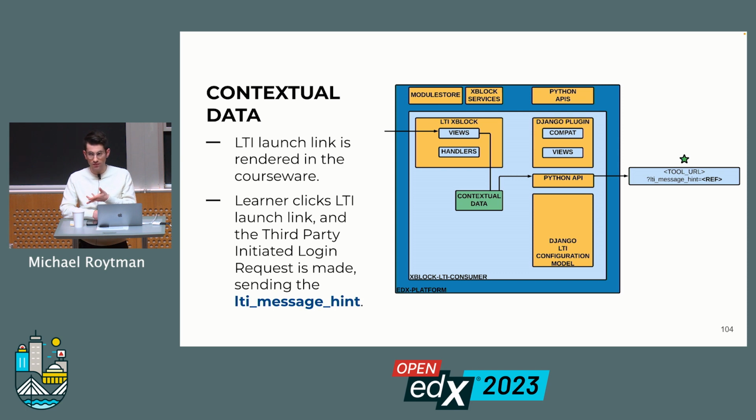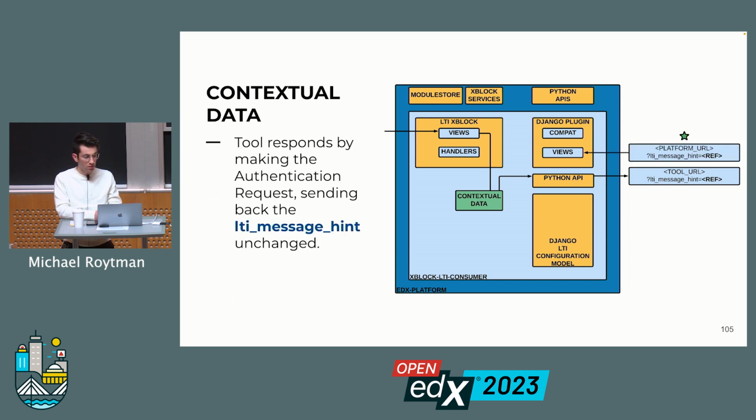Eventually the second leg of LTI, the tool will make the authentication request. That's the second part of the LTI launch flow. That'll be handled by the Django plugin view, which may or may not call the XBlock handler, but I didn't represent that here. And the reference is sent back, and that reference is the reference to the contextual data. Unless you stick the entire data class into the URL and encode it, there's a problem here. And we did try this, by the way. We tried to use a JWT and it didn't work. It was simply too long.